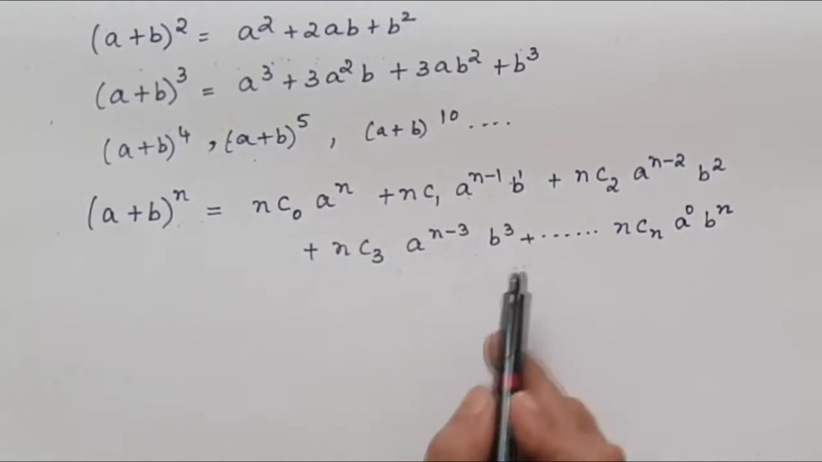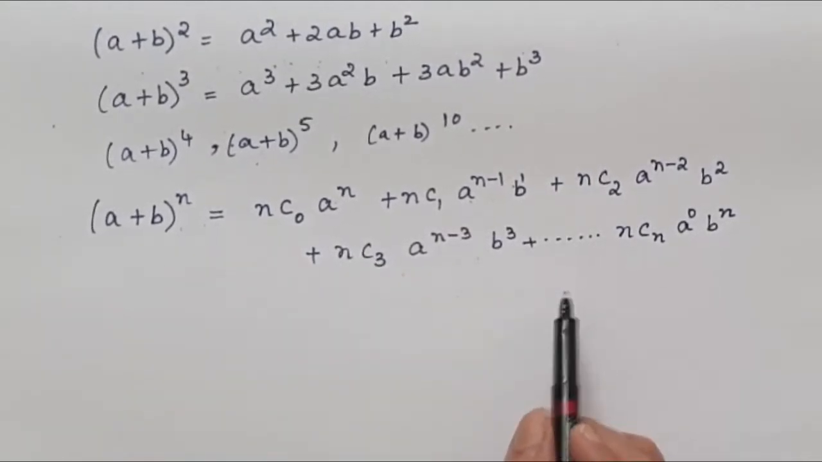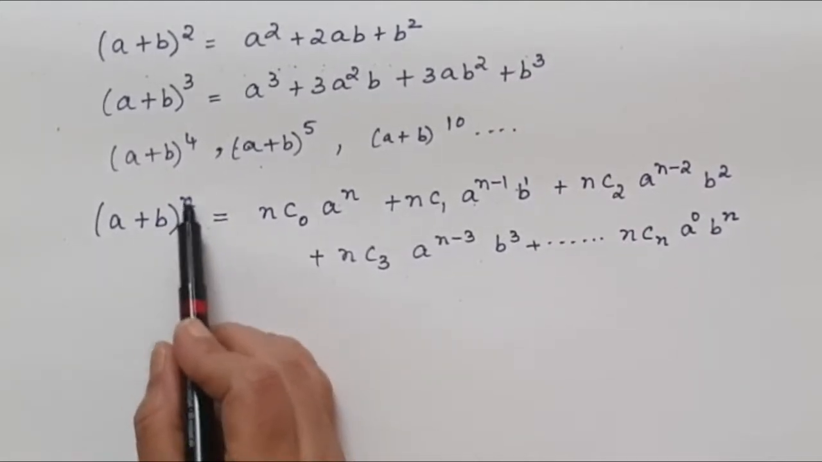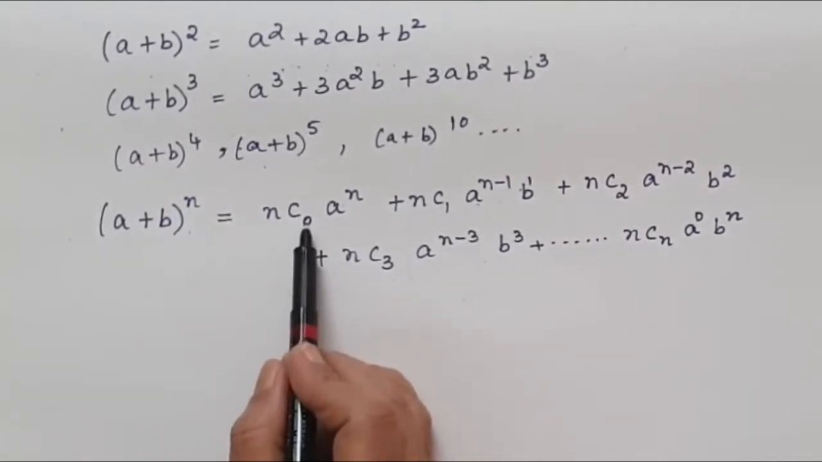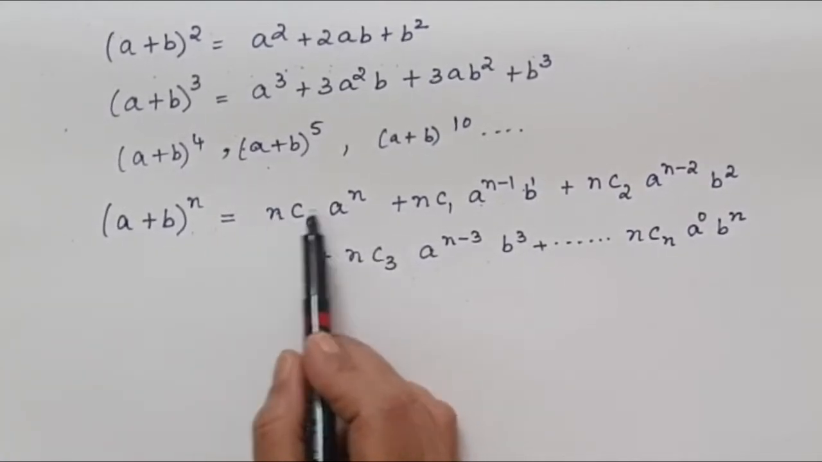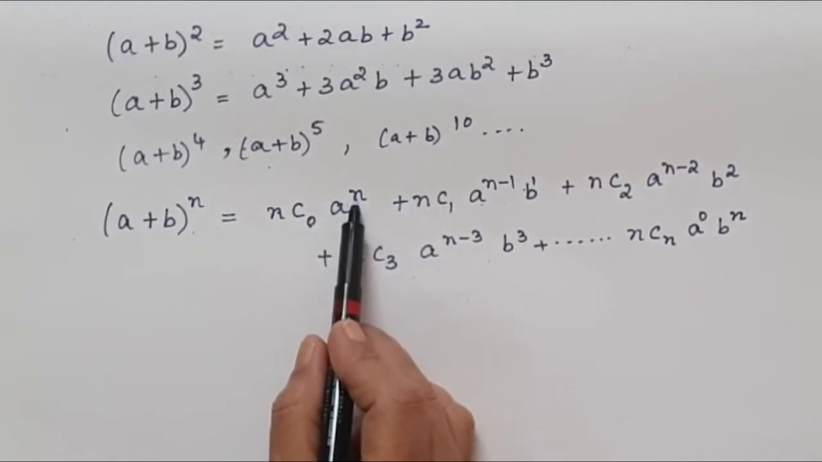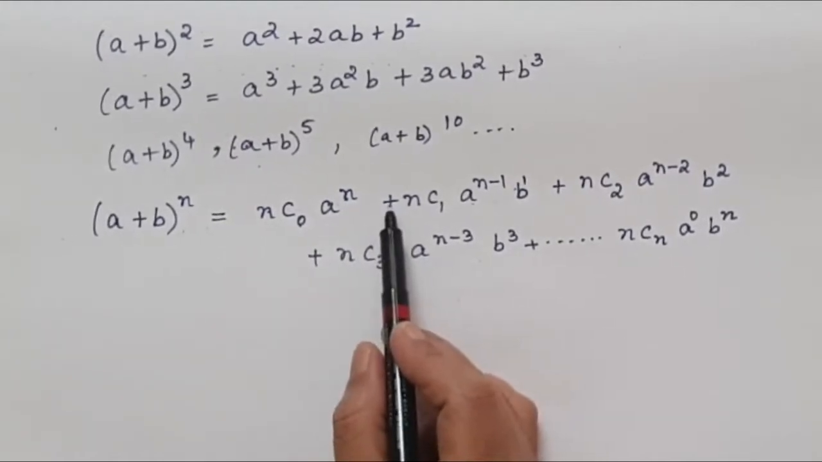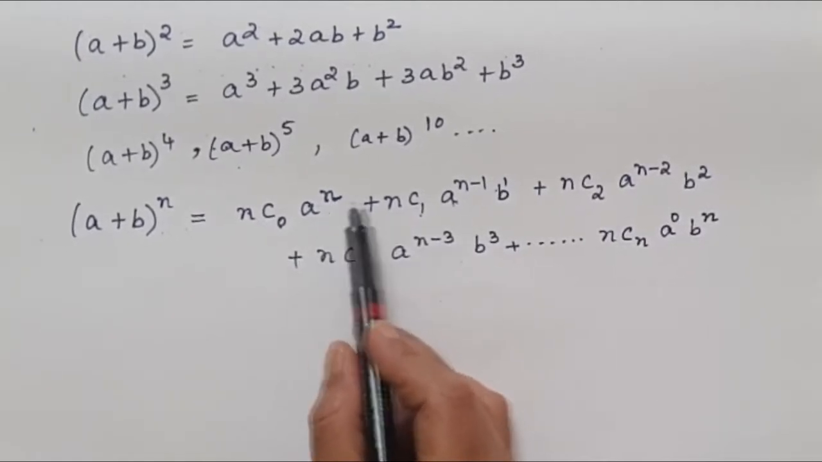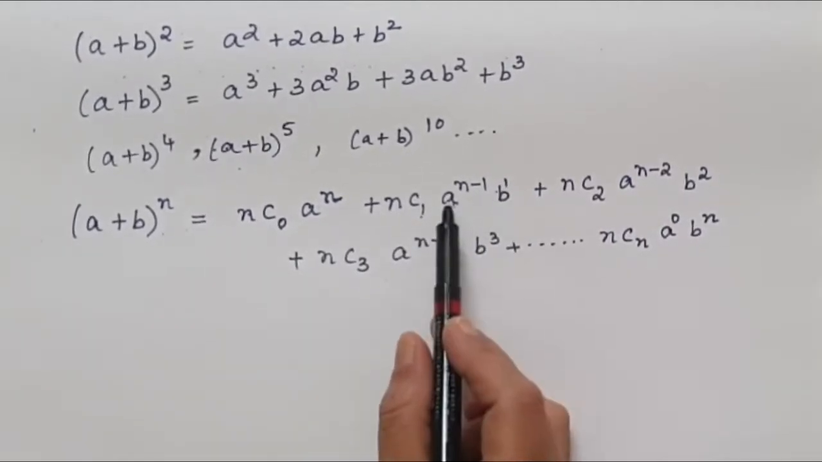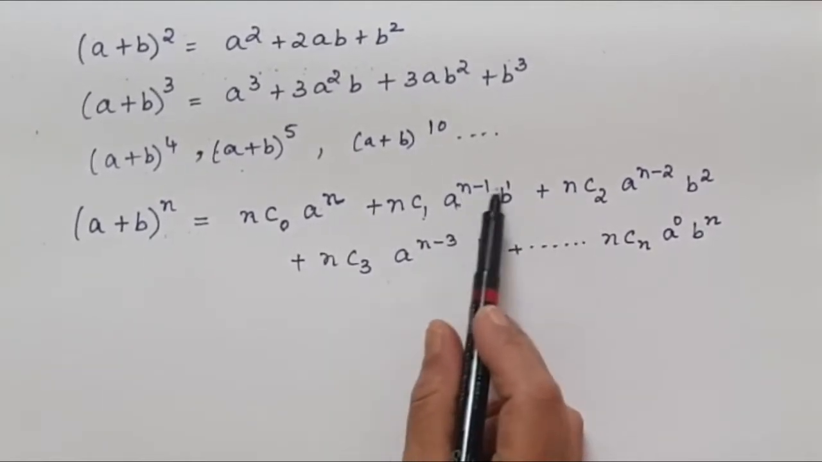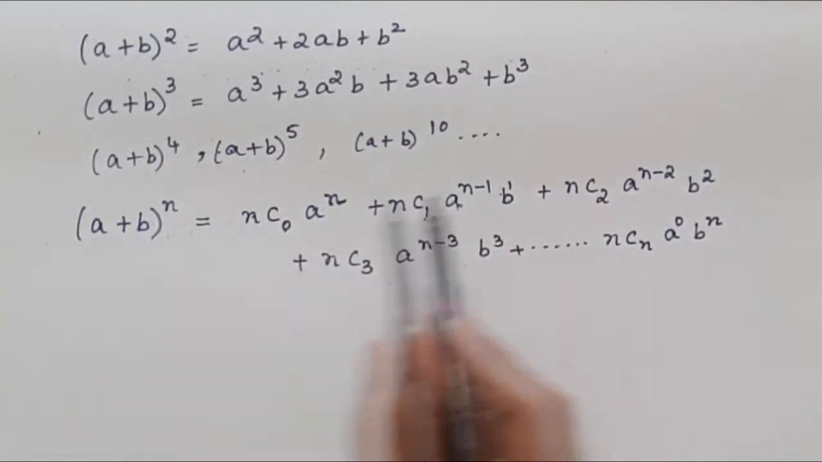Now, this formula looks so complicated, but let us see how it works out, which is very simple. The power is n. Our first term we write as nC0 aⁿ. Then the next term is nC1 a to the power of n minus 1, b to the power of 1: reduce one power of a and increase one power of b. So when we add the powers, it always has to be n.